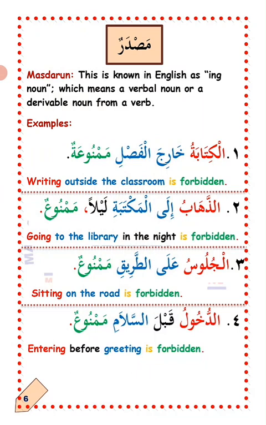Arba'a, number four. Ad-dukhul means entering. Ad-dukhulu qabla salam mamnu'. Ad-dukhul, entering, to enter somebody's house or somebody's room, qabla salam, before greeting them, mamnu'un, is forbidden. So ad-dukhul is another example of masdar, from dakhala yadkhulu dukhulun. La'allaka fahimt. I hope you understand.